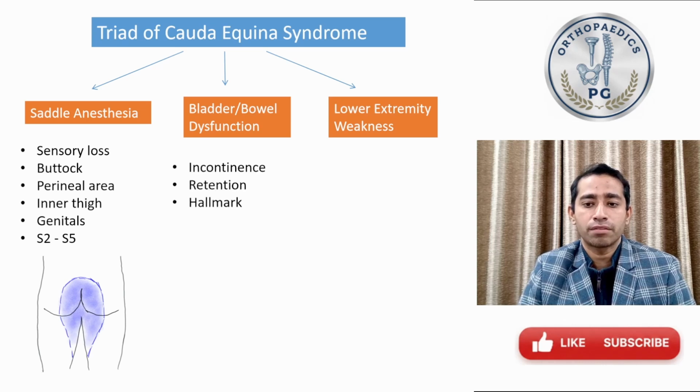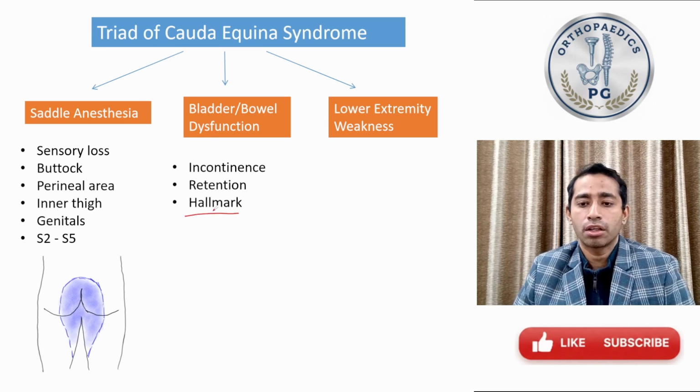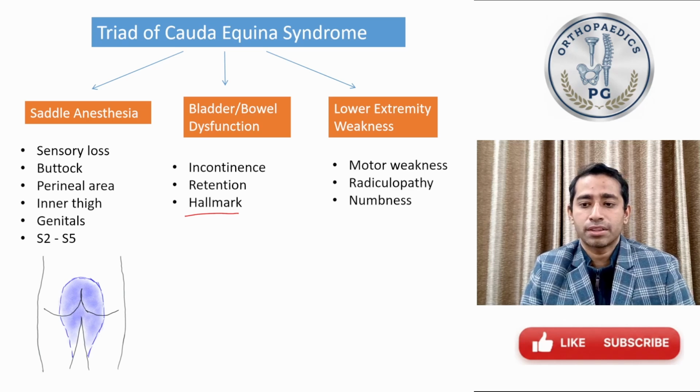Bladder or bowel dysfunction may present in the form of both incontinence or retention and is the hallmark of Cauda equina syndrome. Lower extremity weakness may present as motor weakness or radiculopathy and numbness of the lower limbs. Another important clinical feature is the presence of sexual dysfunction or impotence.